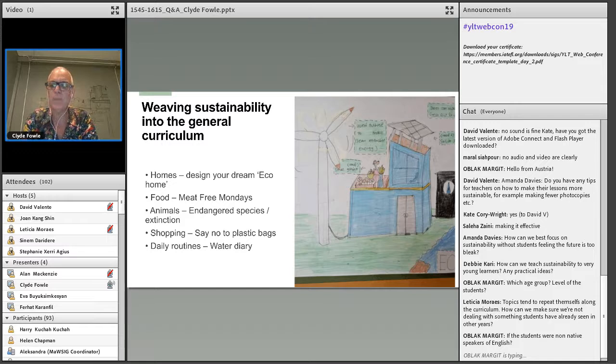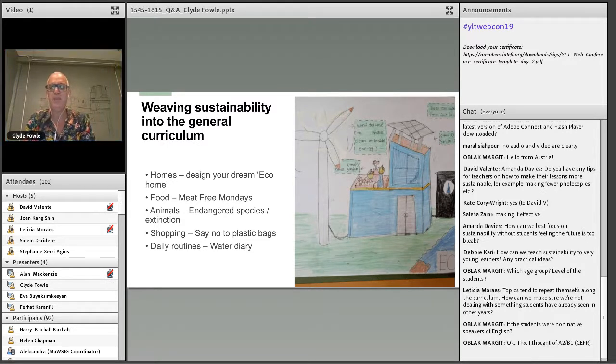Someone asked about topics tending to repeat themselves throughout the curriculum. So how do we not repeat things? Well, I think we can do things in different ways. I don't think any of my students had designed an eco-home before. If we try to think of creative approaches, then students will get interested and engaged. I've never had students say, oh, I don't want to talk about this because I've already learned about recycling before, because you can always be creative.